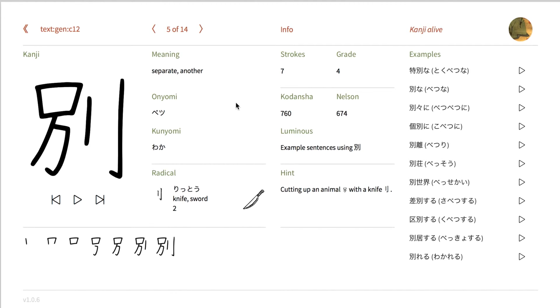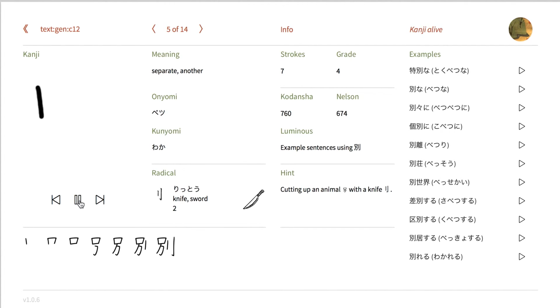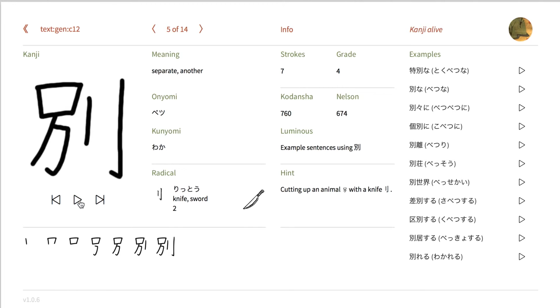Next kanji is the kanji for betsu, for separate or another. So the onyomi is betsu or wakareru, to split up, to part from. Let's look at the stroke order. Starts with a mouth and some legs. And then something that looks a lot like ri. And the radical is the rito, which means knife or sword. The hint is cutting up an animal with a knife.